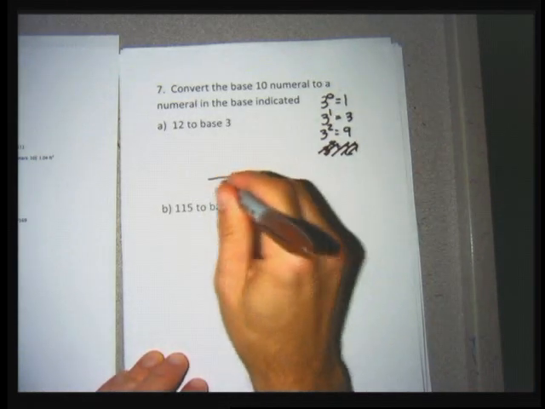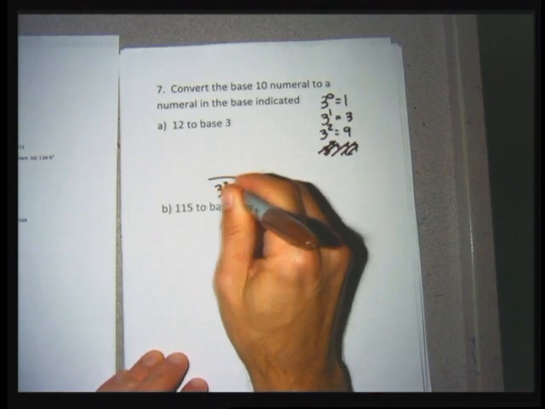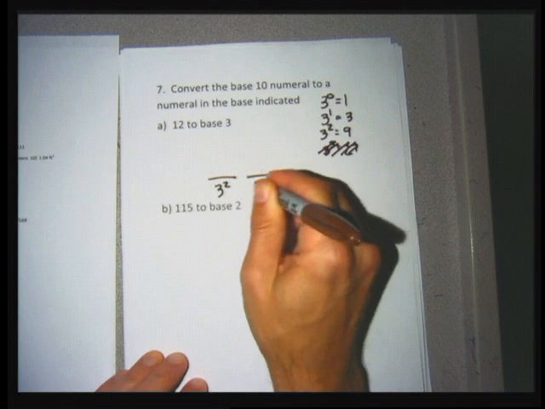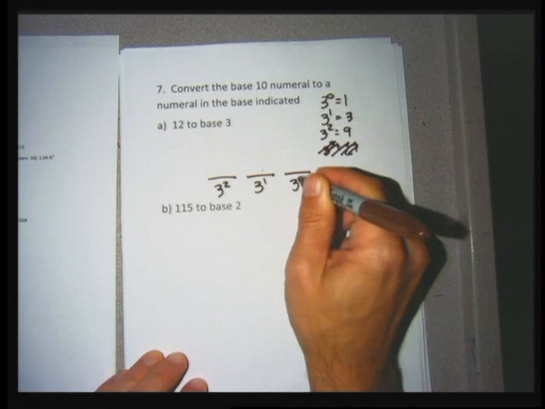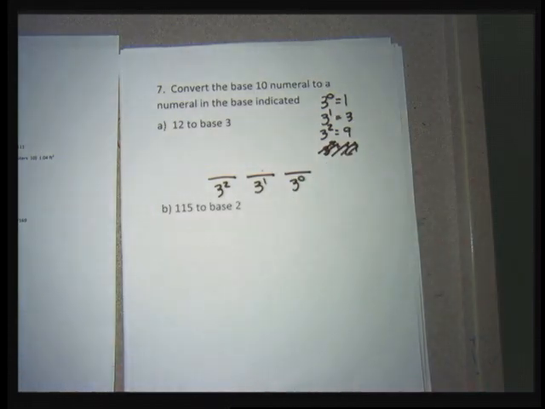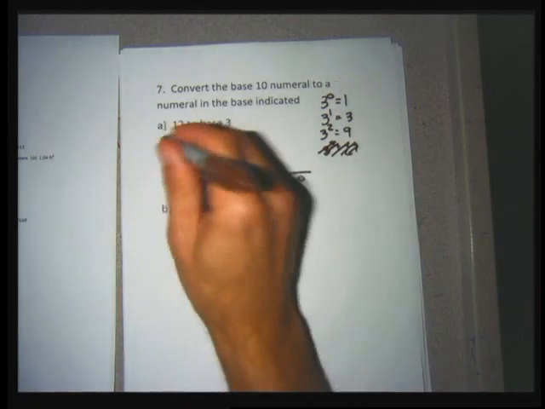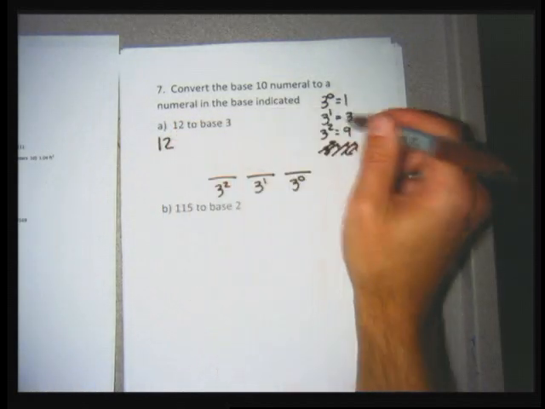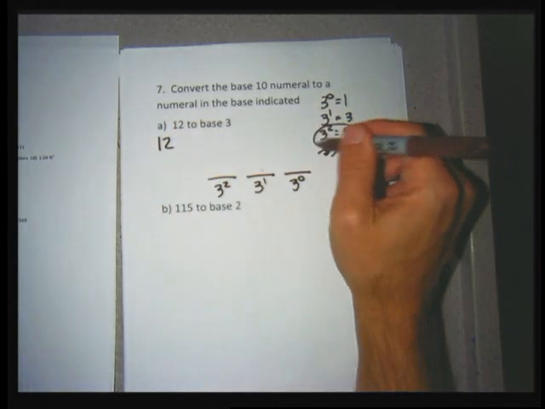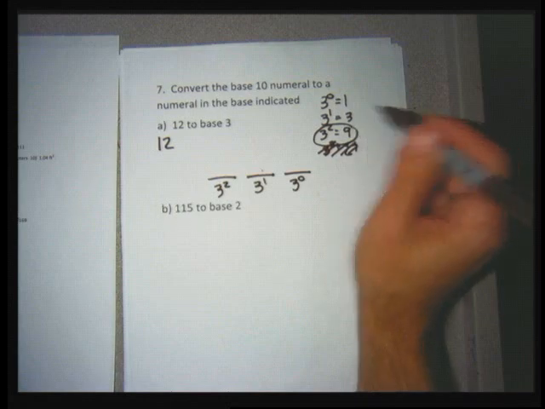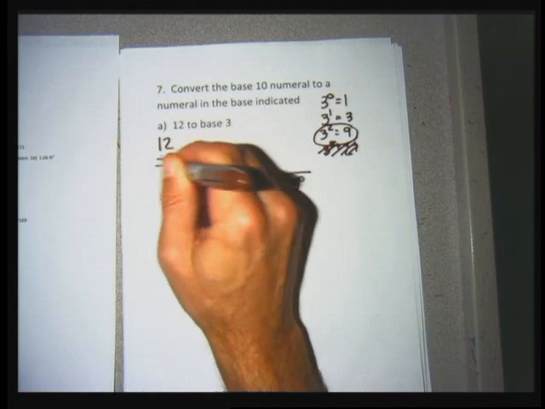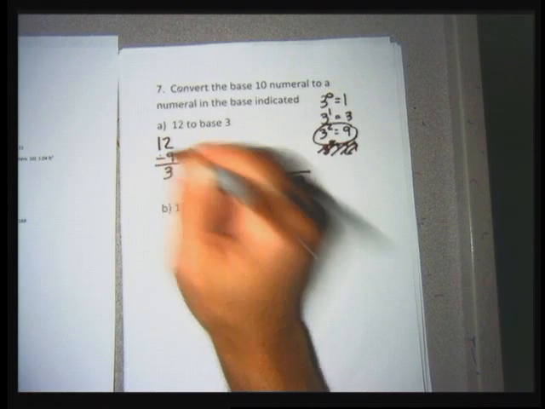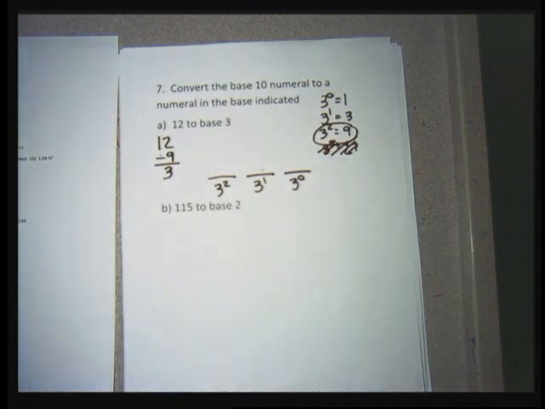The first position is going to be for 3 to the second power. The second position is going to be for 3 to the first power. The third position is going to be for 3 to the 0 power. Now I'm going to start with my number 12, and I'm going to subtract the biggest number that I see as many times as I can without going negative. So I'm going to subtract 9 one time. When I subtract 9 one time, I get 3. If I try to subtract 9 again, I'd get a negative number, so I'm done subtracting 9.